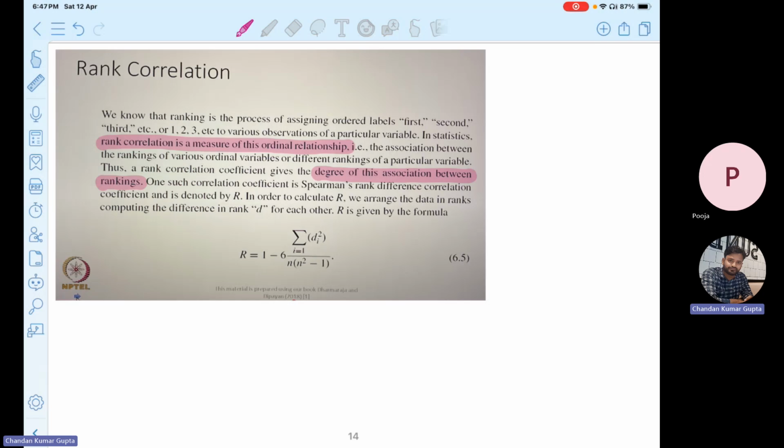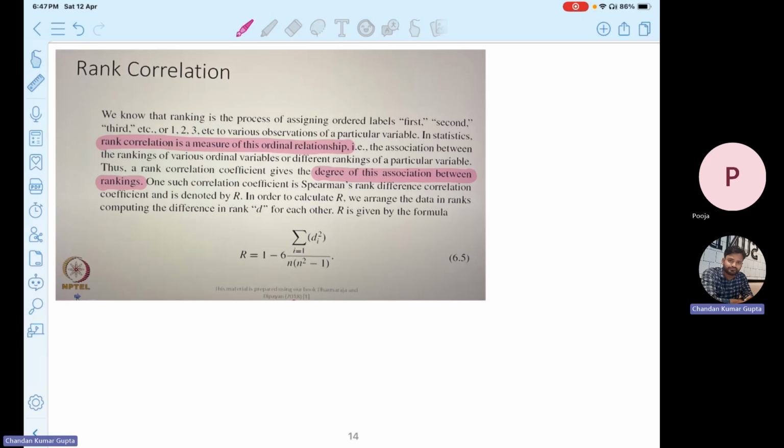Okay, then the next topic is rank correlation. Up to this point, we have discussed the correlation coefficients. But now, what if there are ranking systems in our data? We know that ranking is the process of assigning ordered labels, like first, second, third, fourth, or one, two, three, four. So these are the rankings, a ranking or ordered set of data, assigned to various observations of a particular variable.